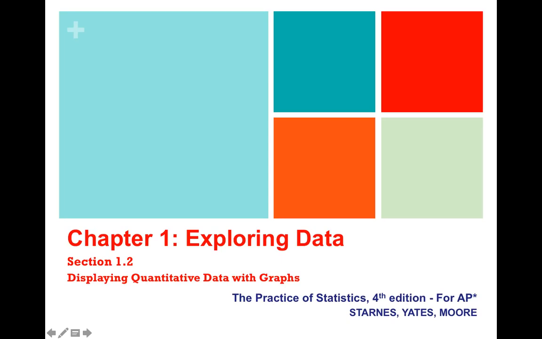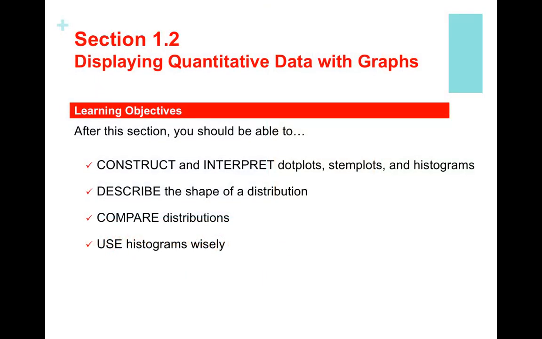We are going to take a look at graphing quantitative variables in section 1.2. By the end of tomorrow's set of notes, we'll be able to make dot plots, stem plots, and histograms. Then we'll be able to describe the shape of a distribution and completely describe a distribution using a set of features. And then we will also use those features to compare distributions.